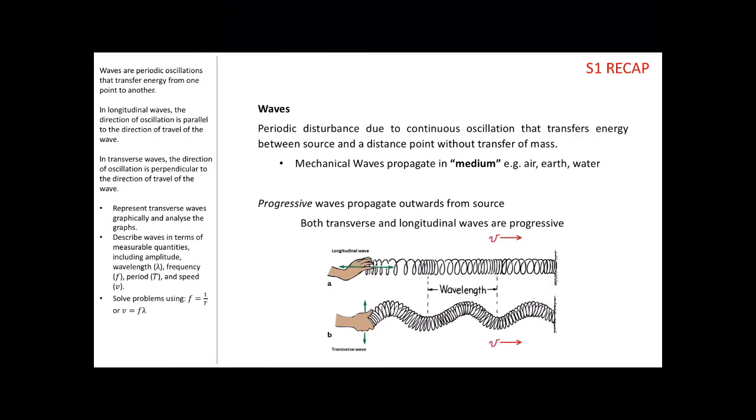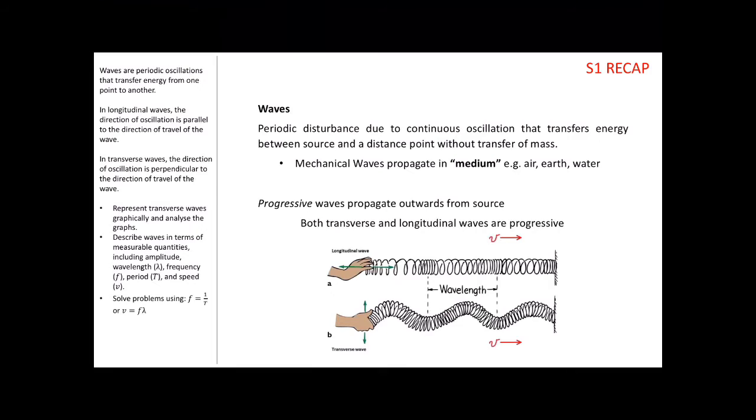So this page here is just a recap of some stage 1 concepts. Waves are periodic disturbances due to continuous oscillations that transfer energy between a source and a distant point without the transfer of mass. A type of wave can be mechanical waves, and these need to propagate in a medium, for example air, earth or water. Mechanical waves include waves like sound, or waves at the beach even. With sound waves, the particles in the air are vibrating, and those vibrations are getting transferred along to someone's ear.